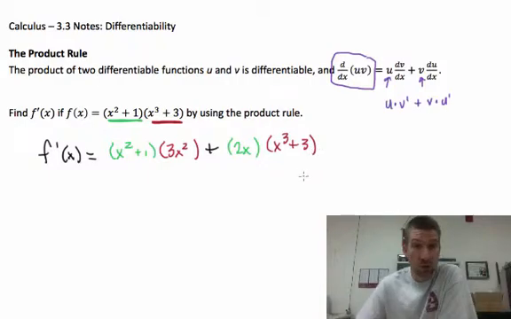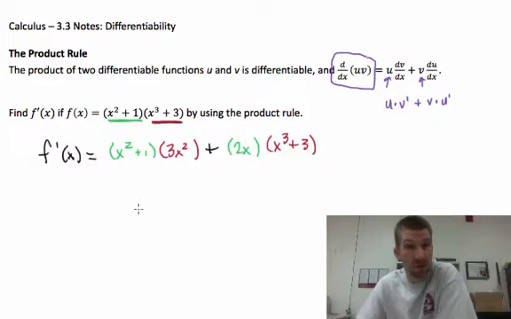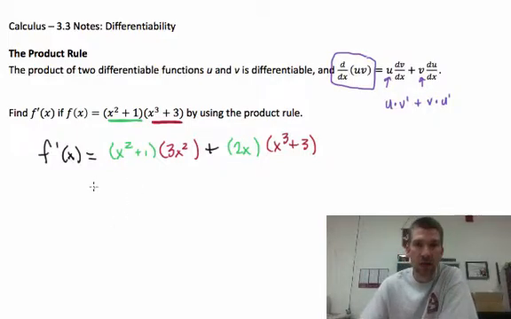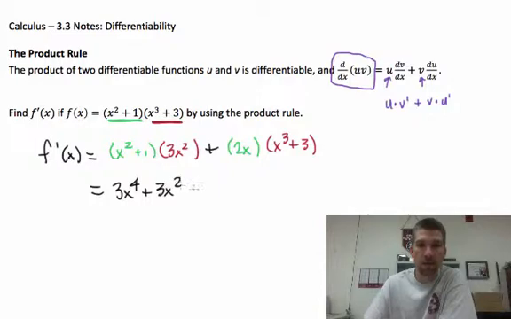Now, don't leave it this way. You're not quite done yet. If you are taking a quiz or a test and this is where you stop, you've done most of the work. But this is actually a problem we can organize a little bit better, simplify down, and just make prettier. So go ahead and distribute in this first part here. That's going to give us 3x to the 4th plus 3x squared plus, and then go ahead and distribute on the back end here, 2x to the 4th plus 6x.